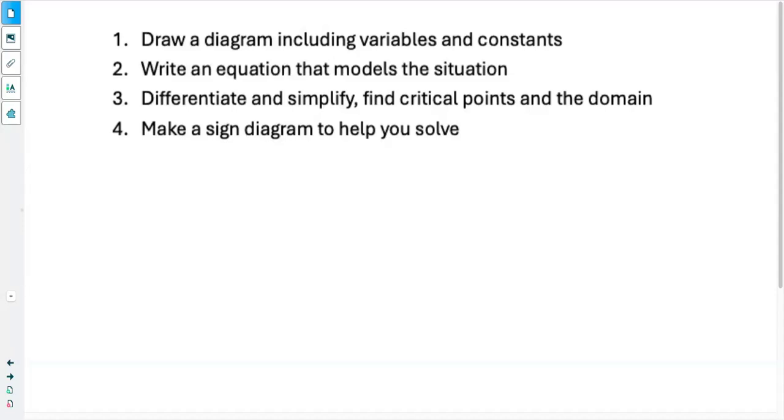So with modeling and optimization, in most cases, if possible, we'll start by drawing a diagram of our situation so we can see what's going on. And often with our diagram, we'll be able to figure out what other formulas will be required of us, whether we're using Pythagoras or area formulas or volume formulas. We then write an equation or equations that model our situation. We differentiate and simplify, finding our critical points in the domain, and then we'll make a sign diagram to help us solve.